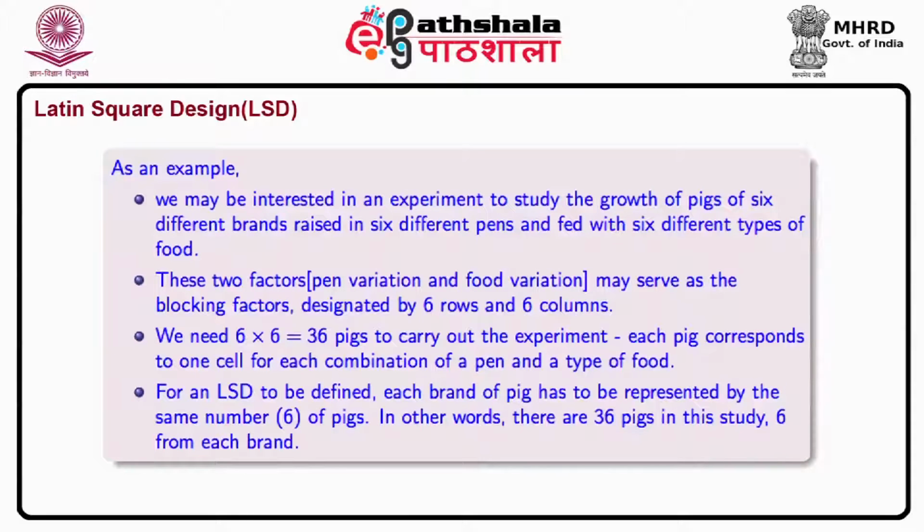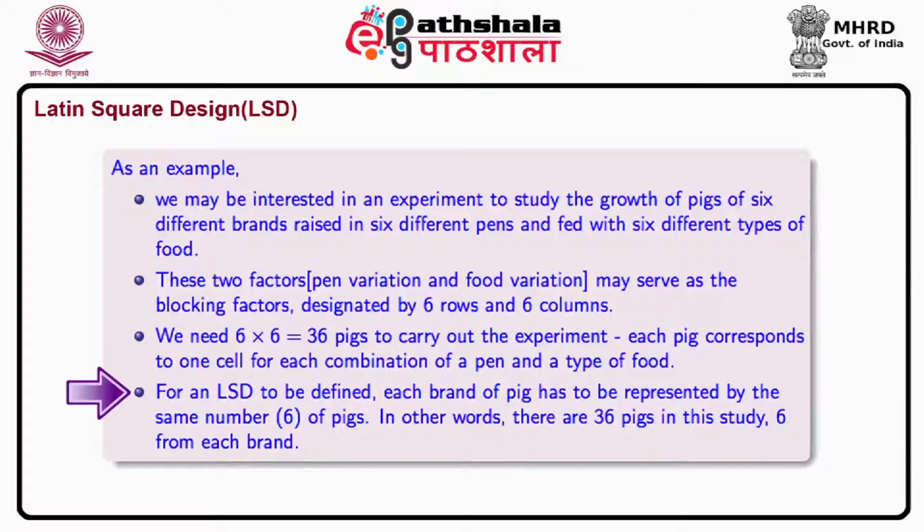Yes. As an example, we may be interested in an experiment to study the growth of pigs of 6 different brands raised in 6 different pens and fed with 6 different types of food. Okay, it's an interesting example. Yes, go ahead. Now, these two factors, that is pen variation and food variation, may serve as the blocking factors designated by 6 rows and 6 columns. Okay. So, we need 6 into 6 is equal to 36 pigs to carry out the experiment. Each pig corresponds to one cell, or each combination of a pen and a type of food.